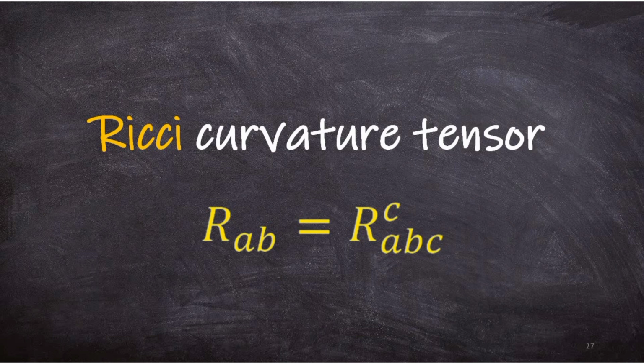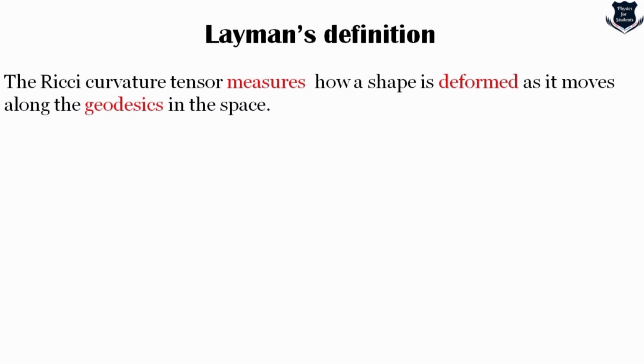Okay, so we come to the next important part of our video, which is called the Ricci curvature tensor. What you're seeing right now at the bottom is one simple equation of the Ricci curvature tensor. Now, as you see, the stress energy tensor and the Ricci curvature tensor are all tensors for the reason that in general relativity, as we change coordinates arbitrarily, it becomes very important that we frame mathematical formulations which adhere to the formulation rules. Okay, so the Ricci curvature tensor measures how a shape is deformed as it moves along the geodesics in the space.